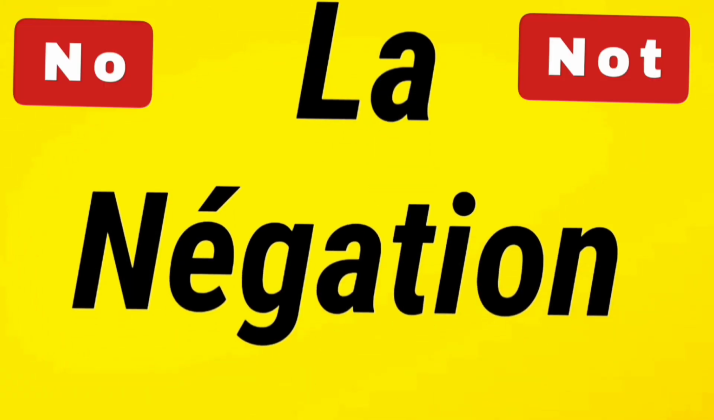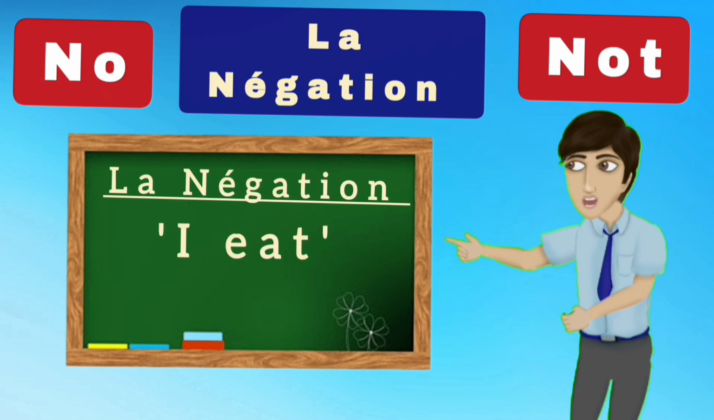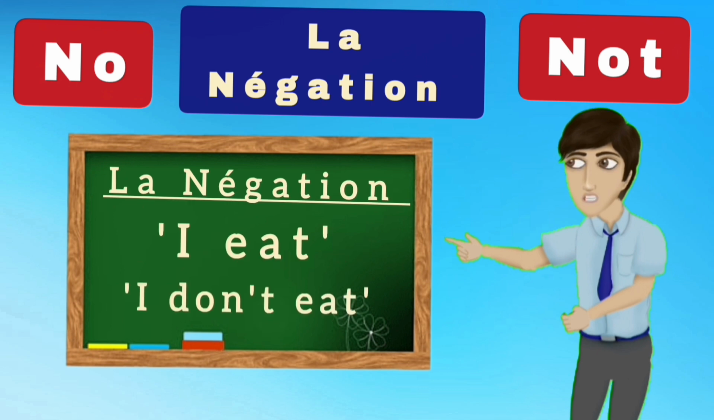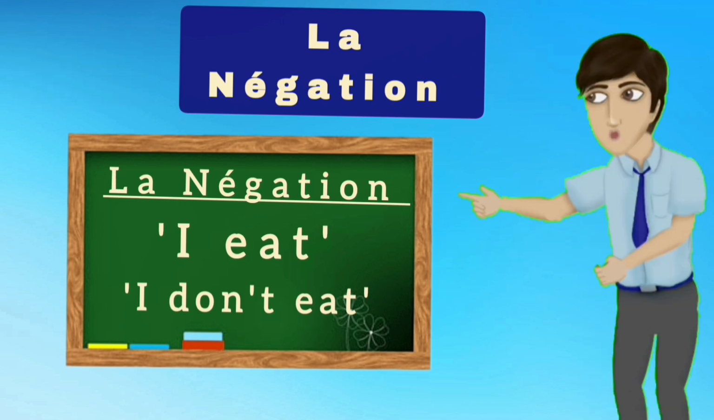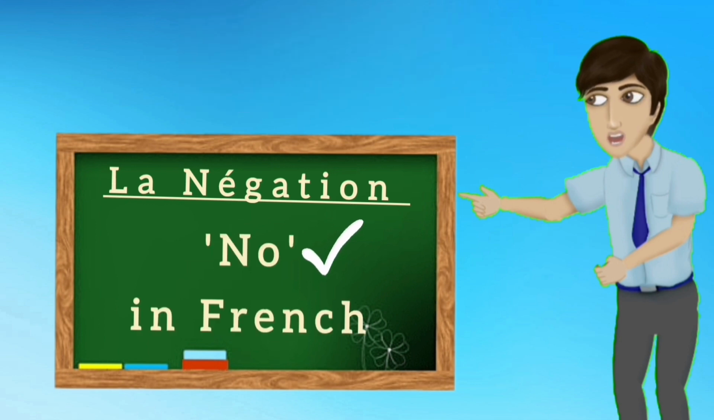La négation in French is like saying no or not. It's a way to express the opposite of something. So, instead of just saying I eat, you can use negation to say I don't eat. It's a cool language tool that adds a bit of magic to your French sentences. Ever wondered how to say no in French? That's what we are tackling today.